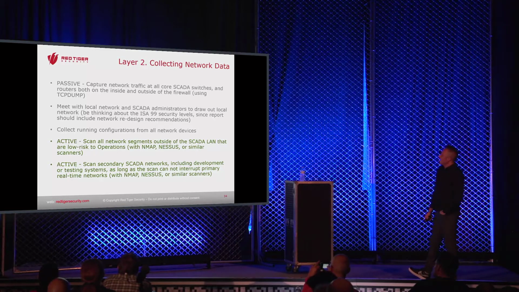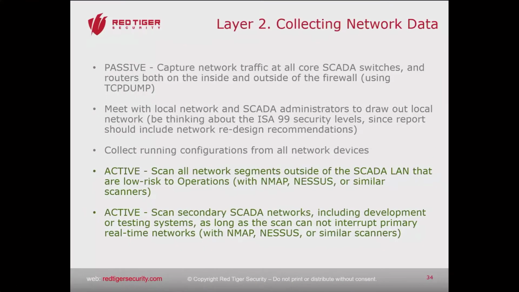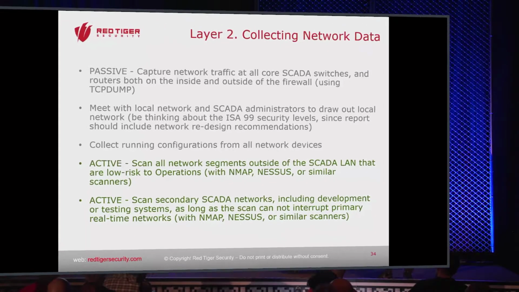So where do we start? We always like to start with capturing network traffic because it's a passive step that doesn't alter the state of the plant. We can request a span port on switches that support span ports, or we can use a network tap device at core parts of the network.